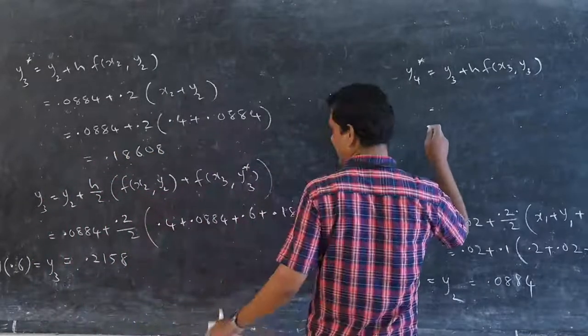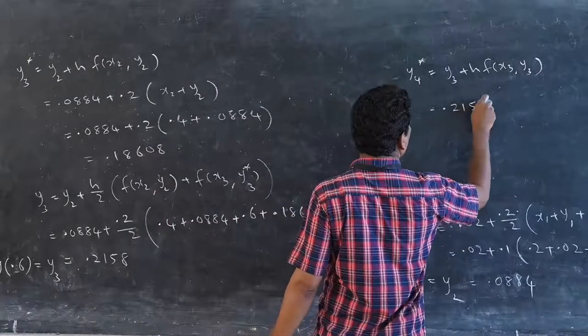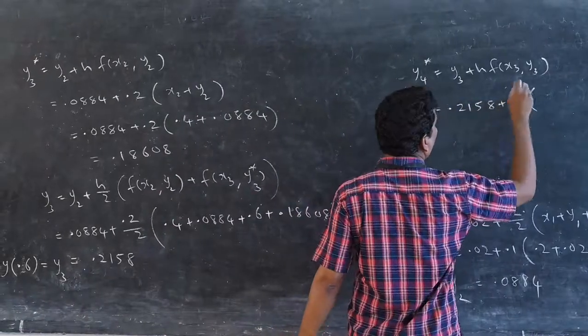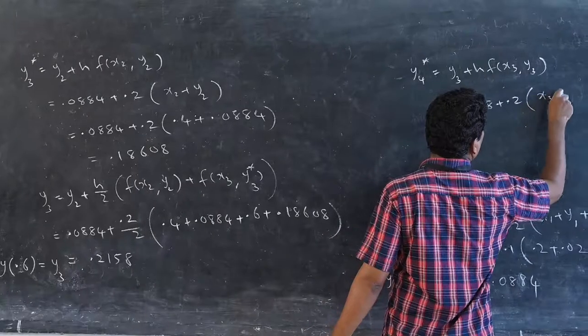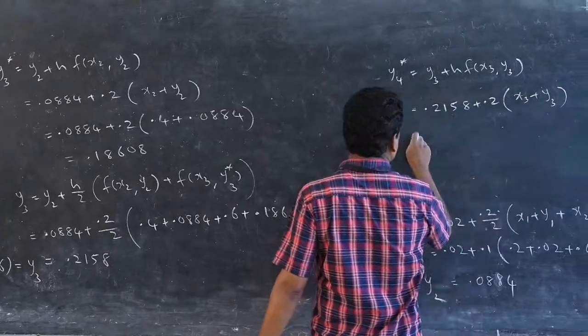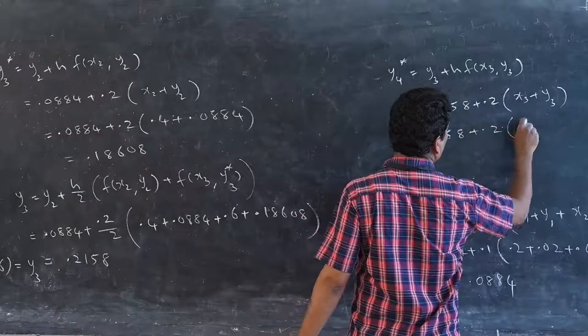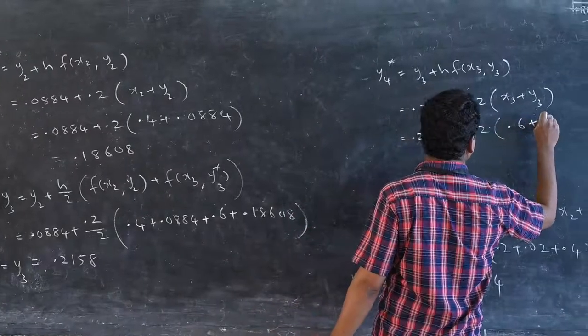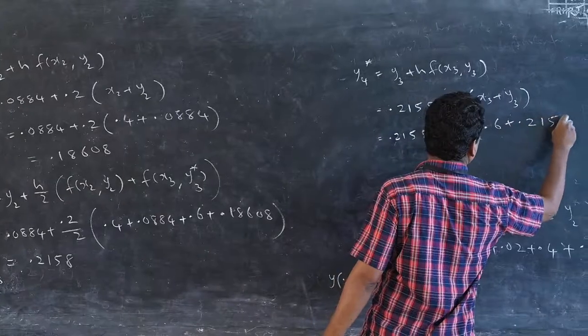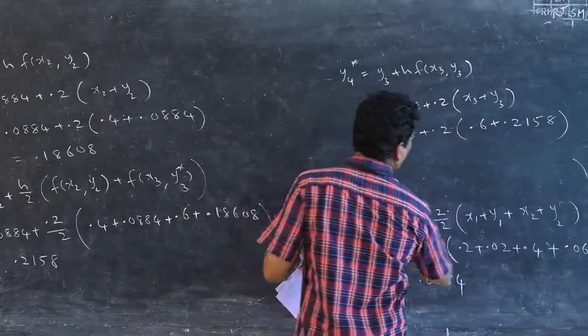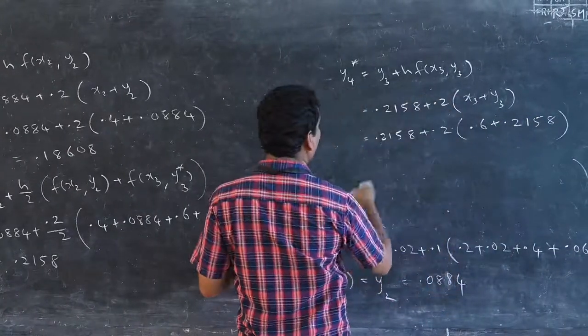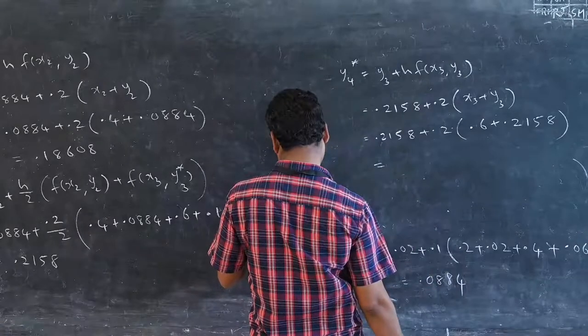y3 is equal to 0.2158 plus 0.2 into x3 plus y3, which is 0.2158 plus 0.2 into 0.6 plus 0.2158. Using a calculator, this value, y4 star, is 0.379.